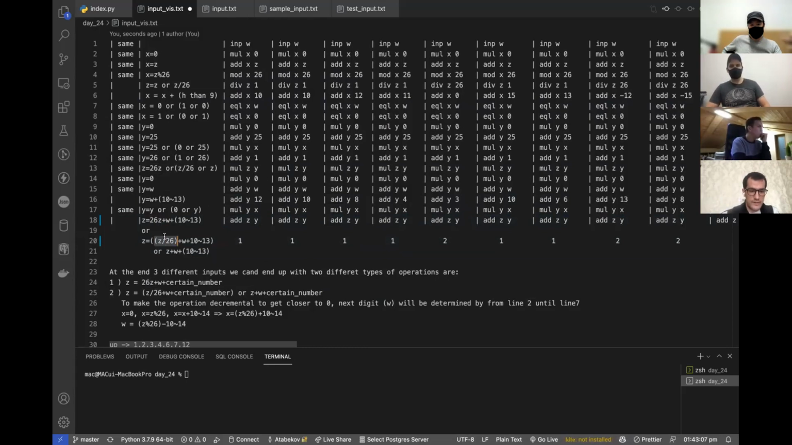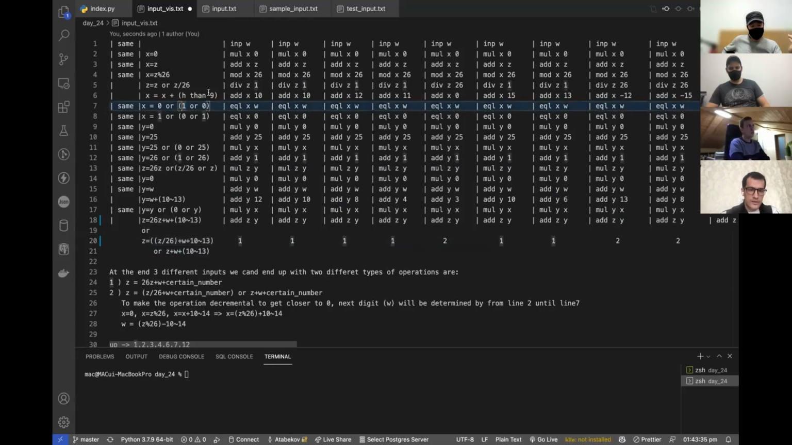In order to make it equal to 0, we cannot have this possibility. We should not have this possibility. I need to try to get my type 2 instructions to decrement z by 26. To make that happen, we have to get our w.